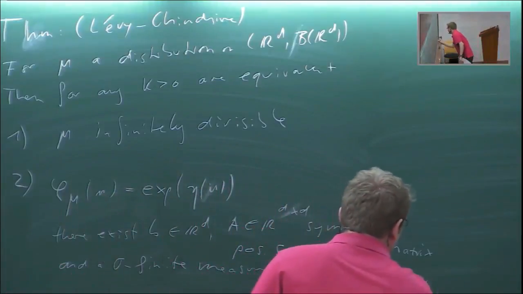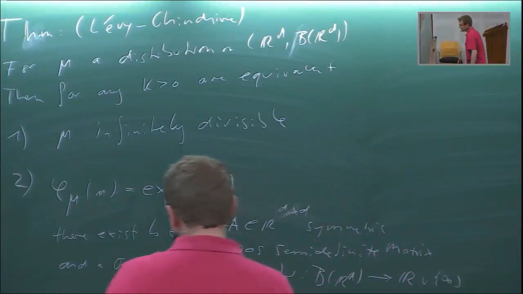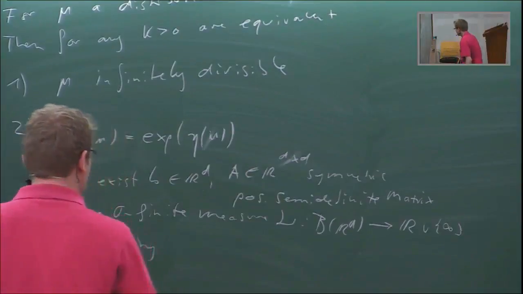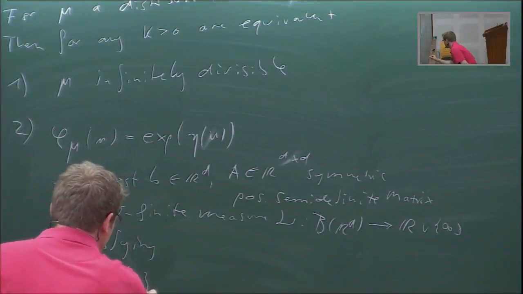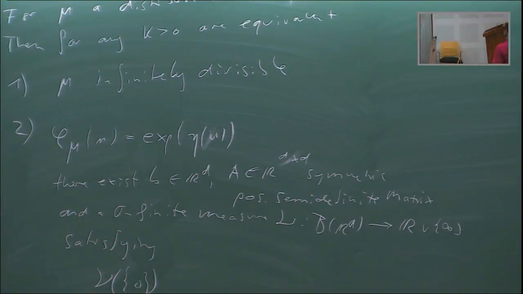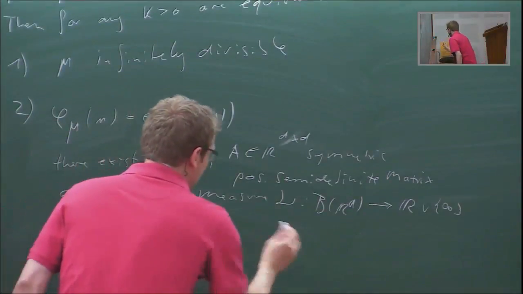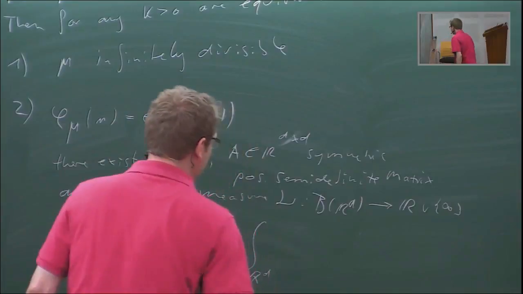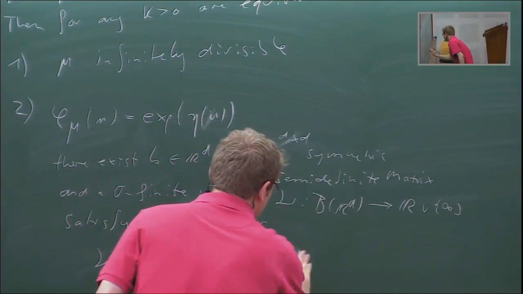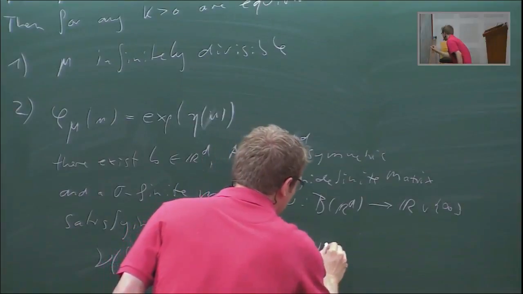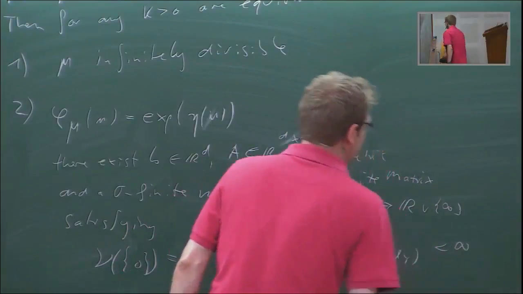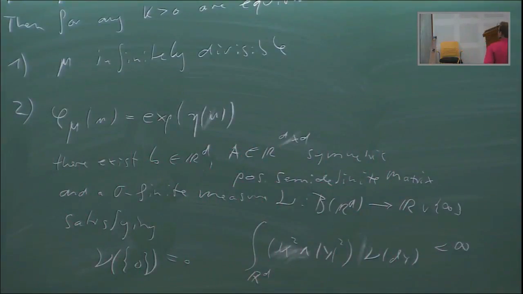Well, including infinity, satisfying, first of all, nu in 0 should be 0, so we explicitly exclude 0. And we have a certain integrability condition: the integral over R^d of 1 minimum kappa squared, y squared, nu dy should be finite. So infinite divisibility is characterized by those things.